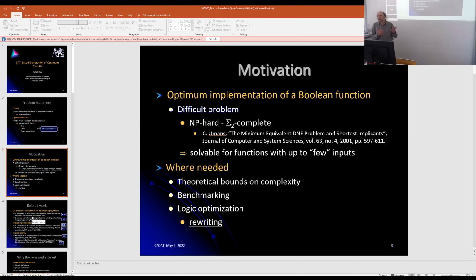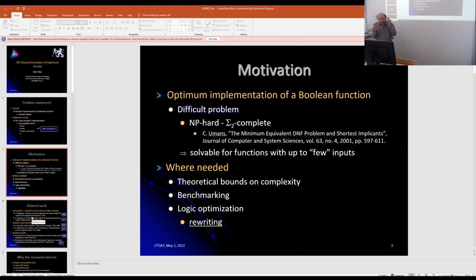I'm aware of one publication, but I somehow lost it. So as a result, this problem is solvable for functions with up to just a few inputs, let's say 4, 5, 6, like that. We will see that it need not be the case nowadays.